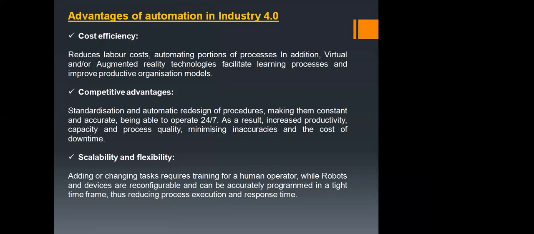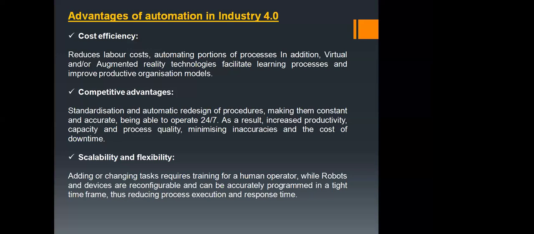Now, if we implement different automated technologies, what are the advantages we gain from this automation, which is the heart of this Industry 4.0 revolution? First is cost efficiency, which reduces labor cost by automating portions of the processes. In addition, virtual or augmented reality and simulation-based techniques facilitate the learning process and improve the productive organization model. So these come under the cost efficiency part.